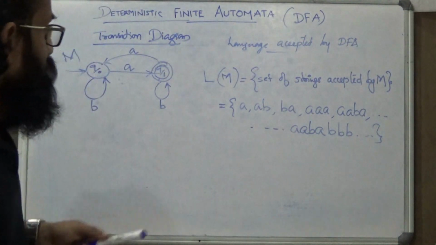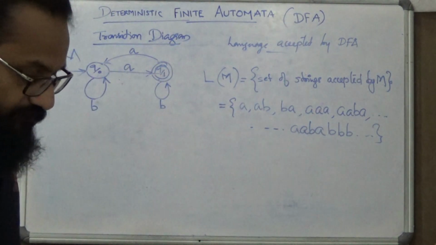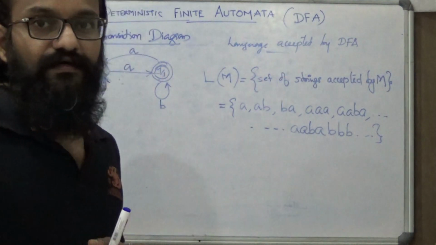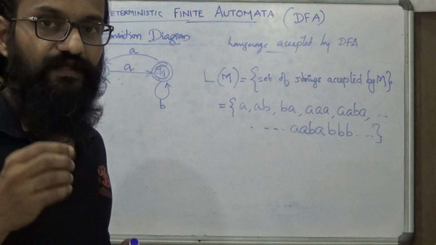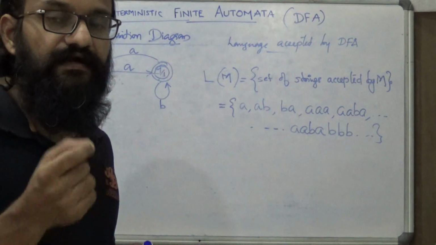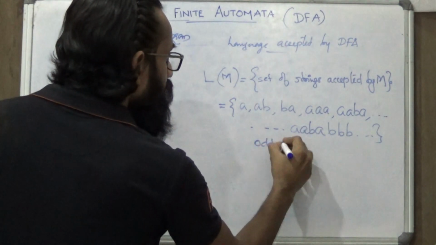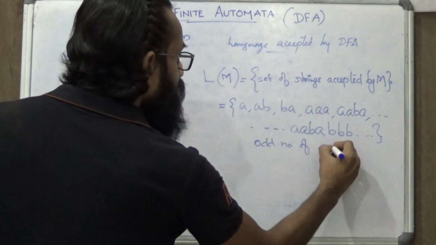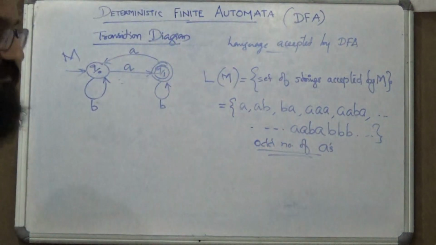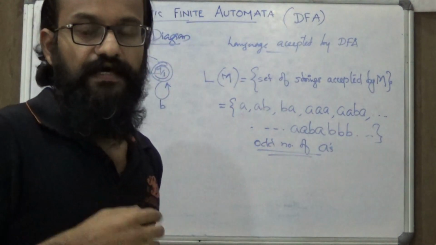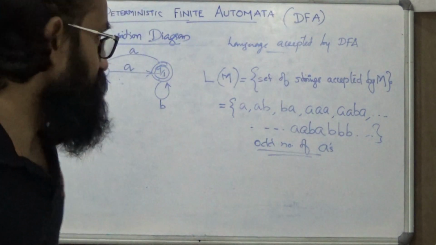Now, if you analyze each and every string accepted by this machine, there exists a common property, a common feature for all the strings. Each and every string recognized by this machine contains an odd number of A's. So this machine accepts strings generated using A's and B's containing an odd number of A's.